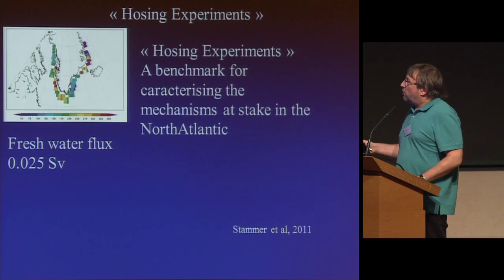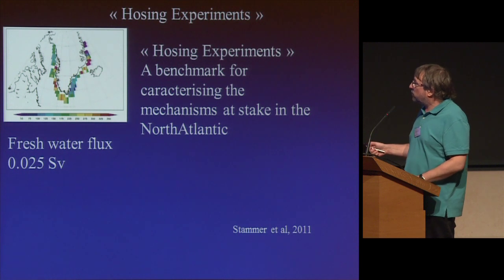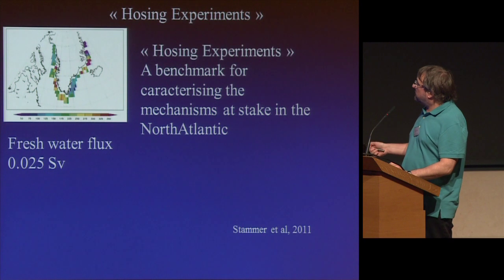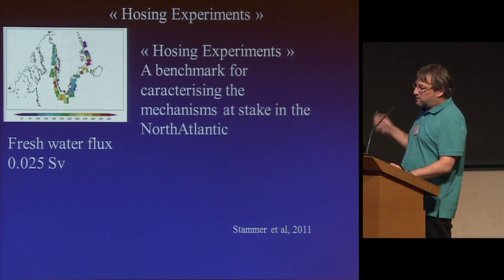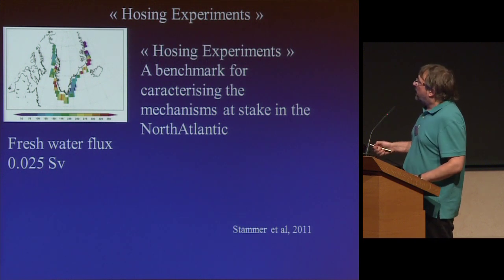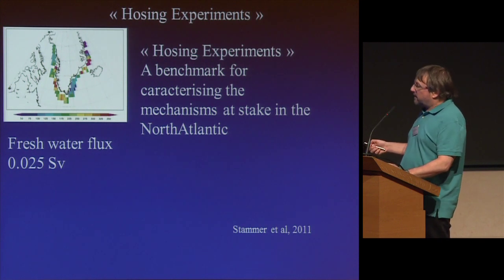A way to look at the mechanisms in the North Atlantic is to perform hosing experiments, such as the one that was presented at the end of his talk by Detlef Stammer this morning. And this is what he did. I'll show again what he did. So you put some constant freshwater flux after one given date, and in that case, it is a quarter of a tenth of a sverdrup. And it can be a benchmark for characterizing the mechanisms that are important in the region.